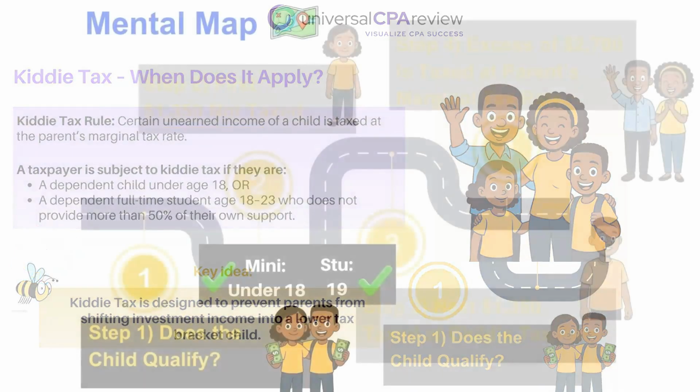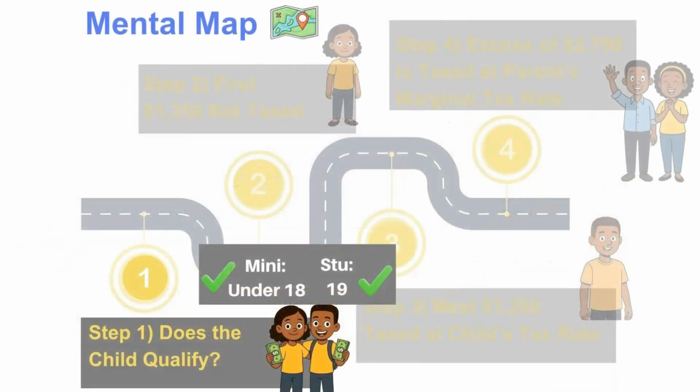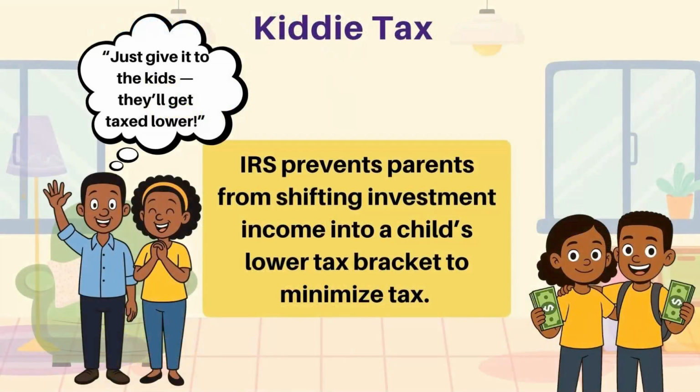All right, so inside our Universal CPA family, Minnie, who is under 18, would qualify, and Stu would also qualify because he is a full-time college student who is 19, right, between 18 and 23. So he would also qualify as long as he is still a dependent and is not supporting himself more than 50%. All right, so the entire point of Kiddie Tax is to prevent parents from shifting that income to the lower taxed child, meaning Congress does not want Dave and Margie to move investments into Minnie or Stu's name just to get taxed at a lower rate.